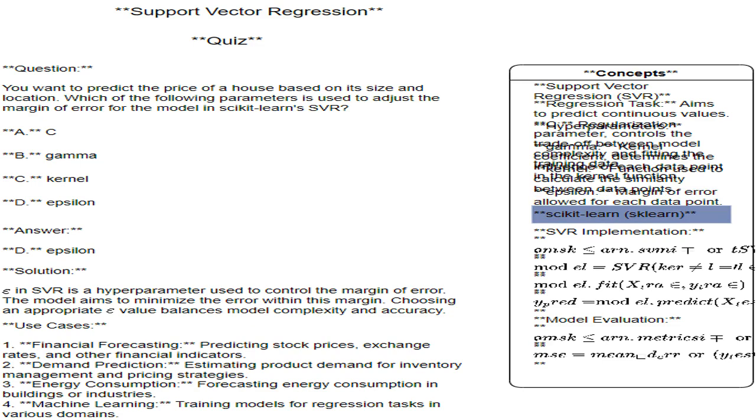Scikit-learn, sklearn, is a popular Python library for machine learning. It provides a wide range of algorithms and tools for data analysis, including SVR. SVR implementation: here's how to implement SVR using scikit-learn.